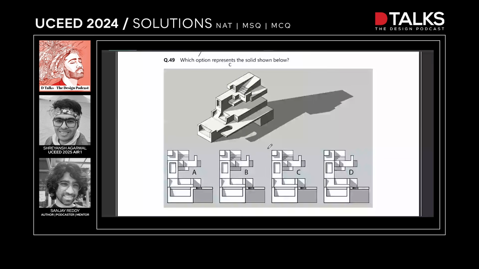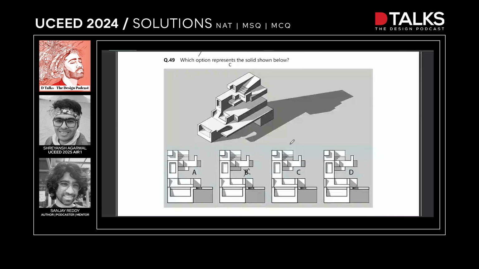Question 49, which option represents the solid shown below? Okay. So again, you just compare the options and see where the difference is. So in options A and B, you see यहाँ पे shadows में difference है, so a rectangle, and that rectangle is over here. So option B is wrong. It has some part in light.